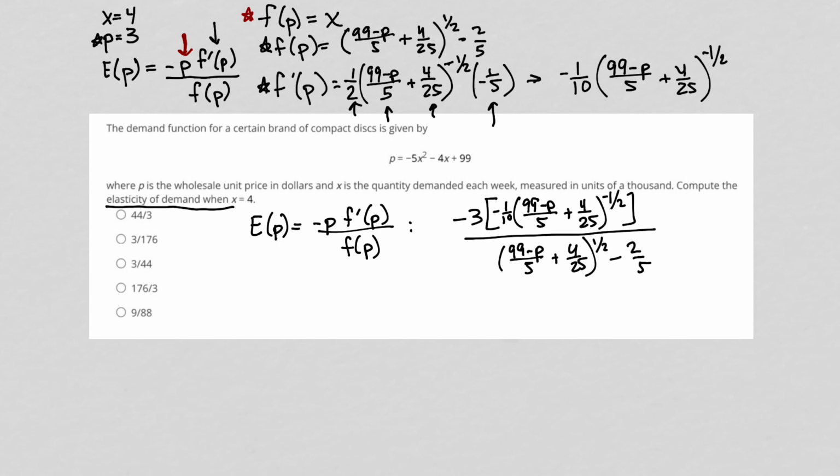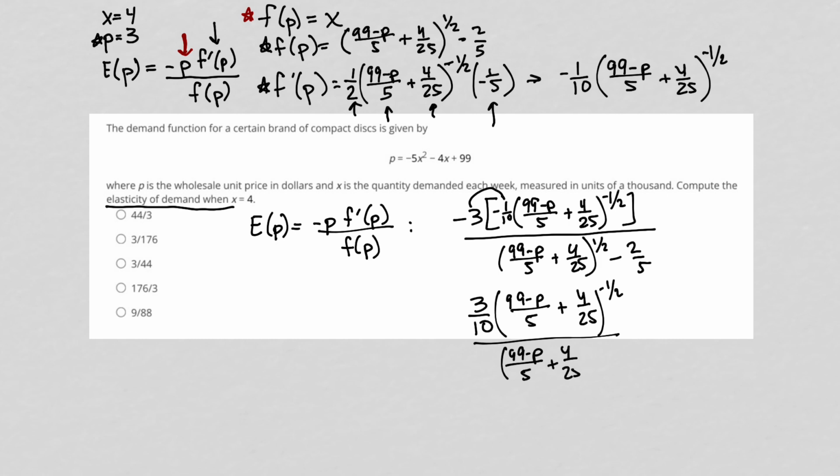Okay. All right, so how do I simplify this further? Well, I have this -3 times -1/10. So I'd have a 3/10 here. 99 minus p over 5 plus 4 25ths to the -1/2. And I still have this 99 minus p over 5 plus 4 25ths to the +1/2 -2/5. Okay, so what's left? Well, I still have p involved. I know p is equal to 3, so I can start plugging that in.